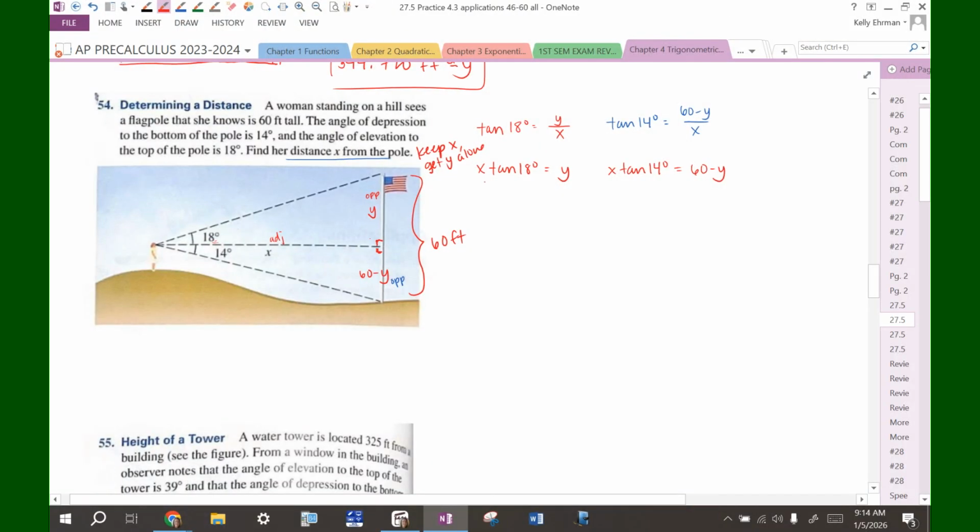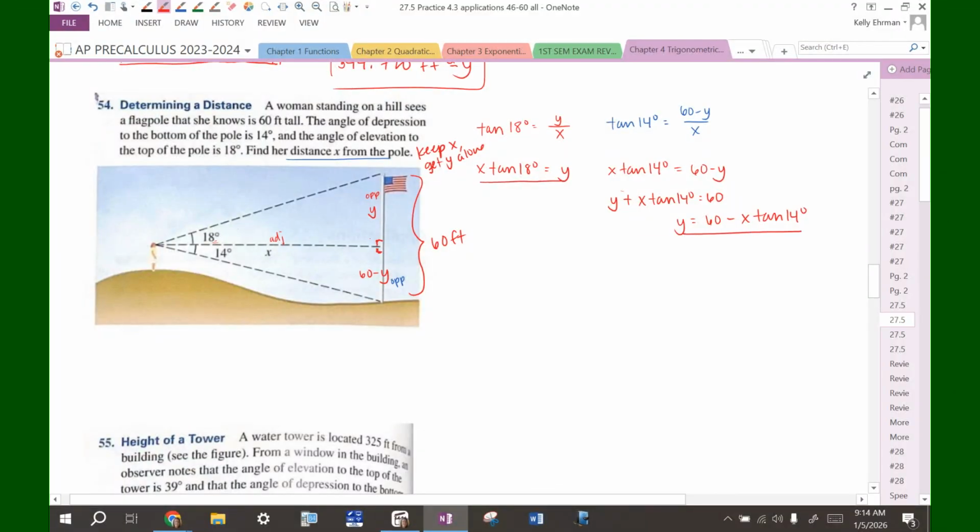Okay, sorry for that confusion. So this one's already set. This one needs a little work. Now I would just add y to this side. So it would be like y plus x tangent of 14 equals 60. And then I would just subtract the x. So y equals 60 minus x tangent of 14 degrees. You could also subtract 60 and divide the whole thing by -1, but I think this is easier.